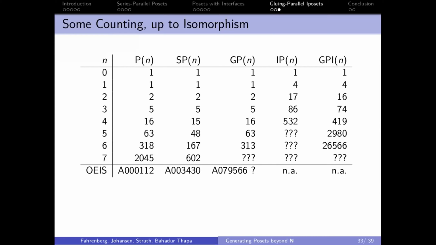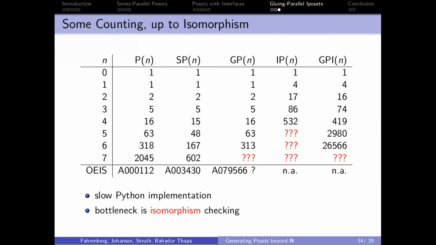First thing to notice is that there are some question marks here. That's because our counting was done using some quickly hacked Python code, which is rather slow. And obviously, if you want to count up to isomorphism, you have to decide isomorphism of posets, which is NP complete. No, it's NP hard. So yeah, we got blocked by isomorphism checking basically.